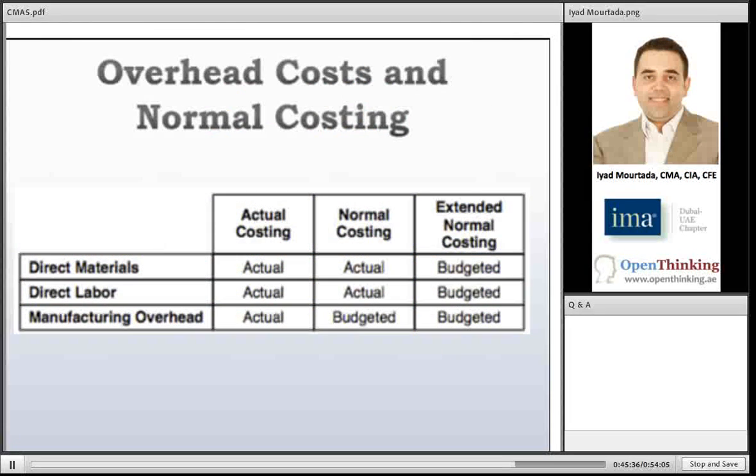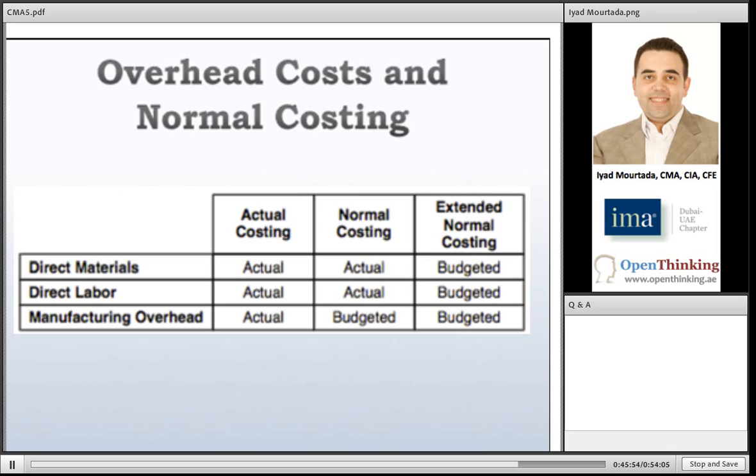And then when we are using actual costing, everything is actual. And you'll be like, what do you mean? Well, if you are working as a consultant, you know everything actual. You know how much it's costing you to go to the client's office. You know how many hours you worked on it. You know all this. So it's all actual. But sometimes we have normal costing.